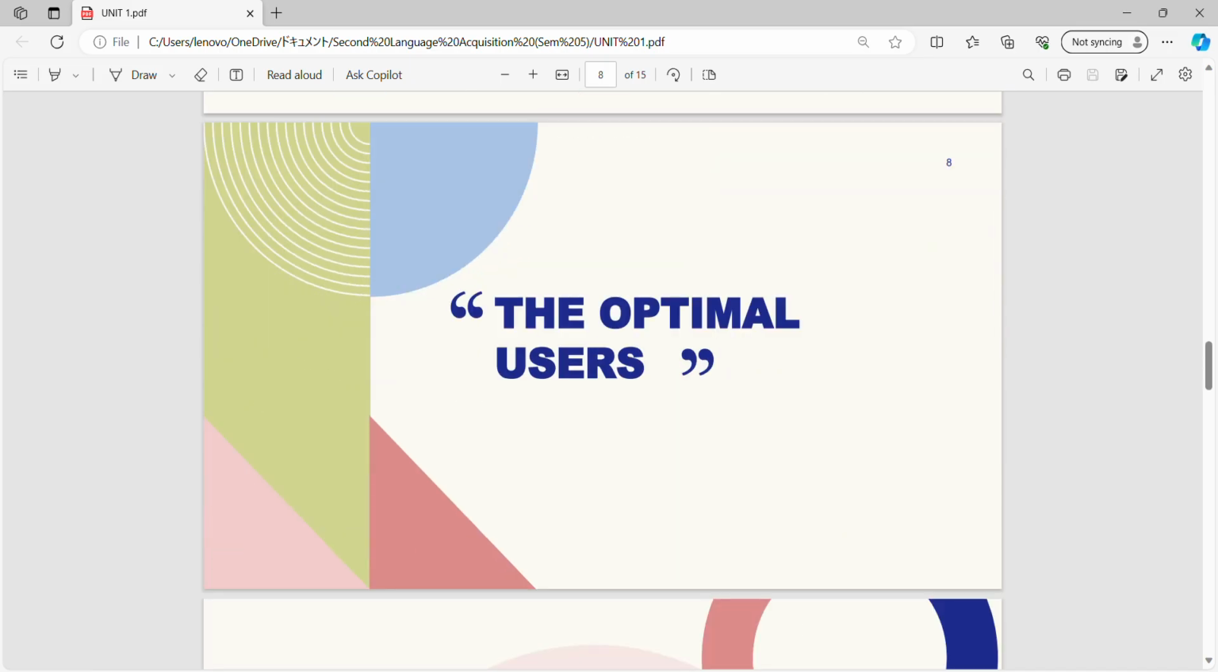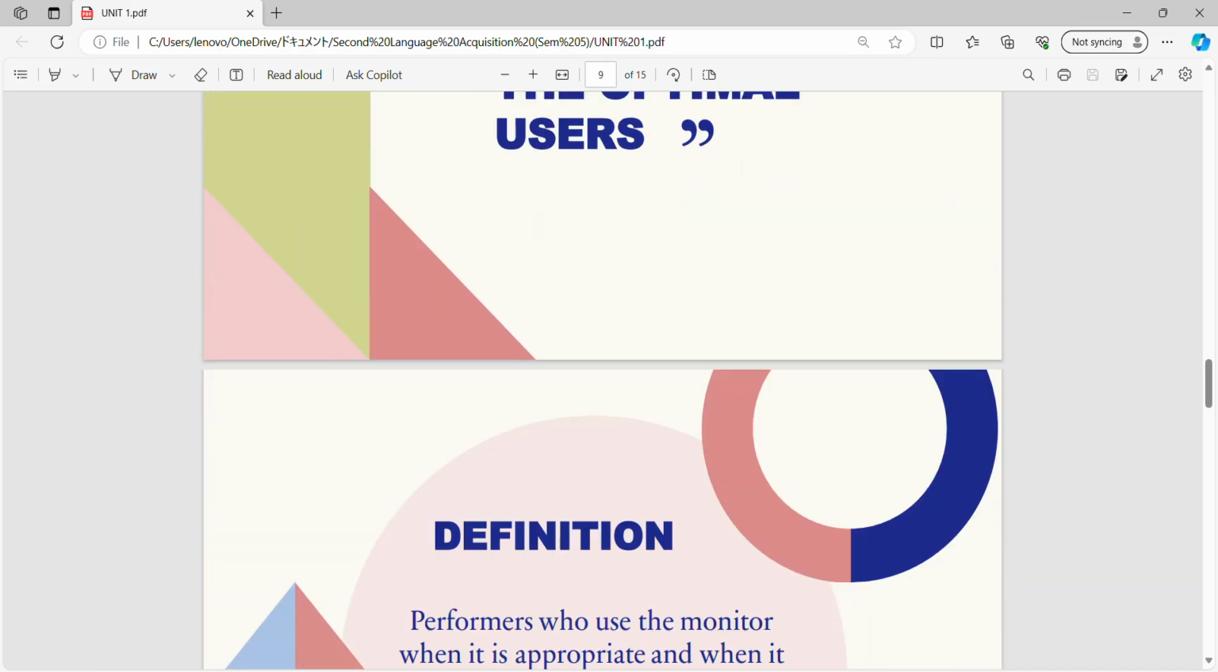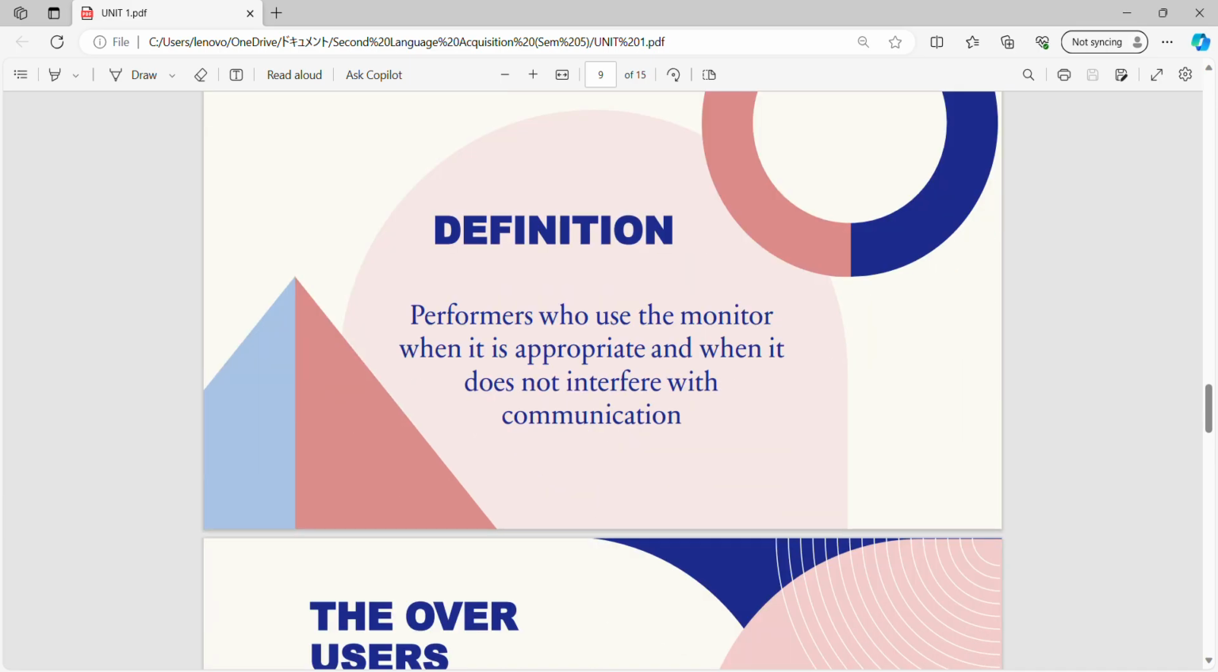The first is the optimal user. What is an optimal user? The definition of an optimal user is a performer who uses the monitor when it is appropriate and when it does not interfere with the communication.